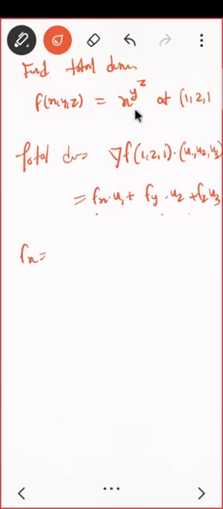What will fx be? You have to differentiate with respect to x. So it will be x raised to something, and that something is constant for x. This is variable for y and z, but this is constant for x. So it will be y raised to z, x raised to y raised to z minus 1. I hope it is clear, and put the point 1 2 1 into fx and get the value.